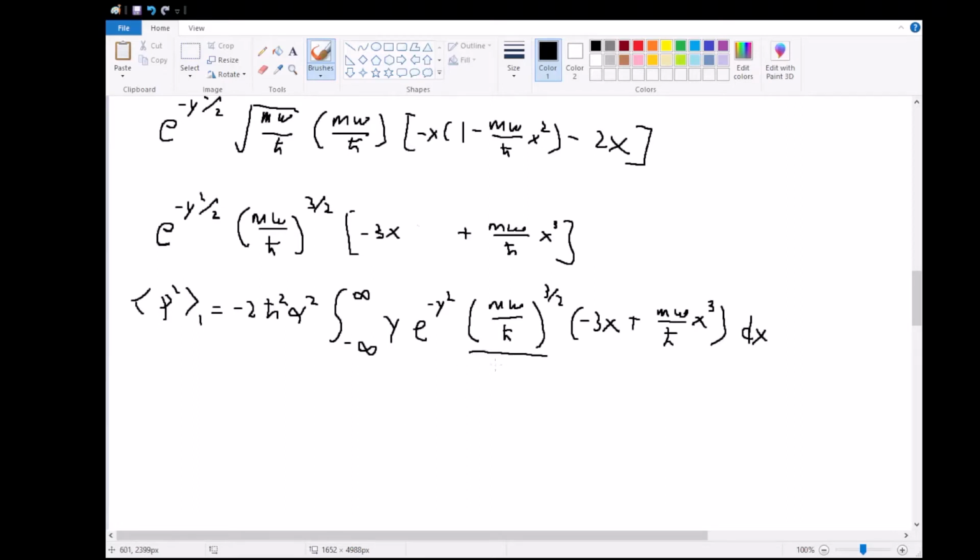Okay, let's move this out because it's a constant, and then let's split this into two integrals. This becomes negative 2 h bar squared alpha squared times m omega over h bar to the power 3/2.